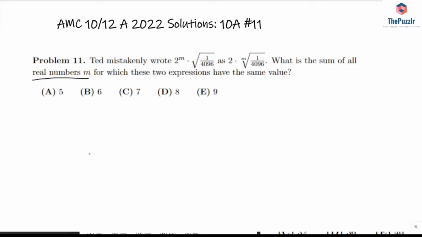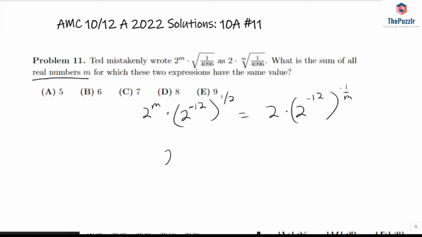Okay, I'm going to rewrite this by writing 4096 as 2 to the power of 12 because it's 1024 times 4, and 1024 is 2 to the power of 10. So we have 2 to the m times 2 to the power of negative 12 because it's in the denominator, and then since we're taking the square root, that's the same thing as multiplying by 1/2. This is equal to 2 times 2 to the power of negative 12, and since we're taking the mth root, that's the same thing as multiplying by 1 over m.